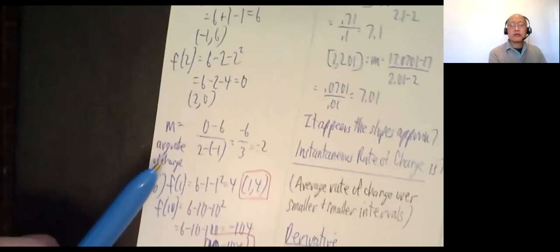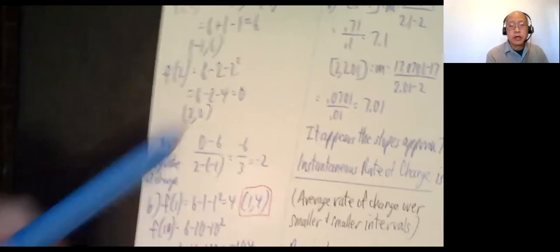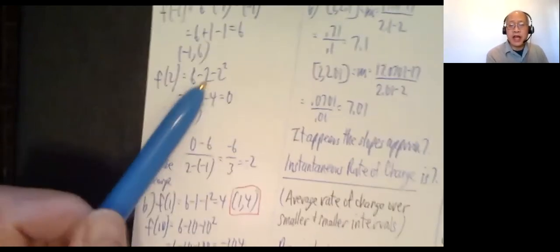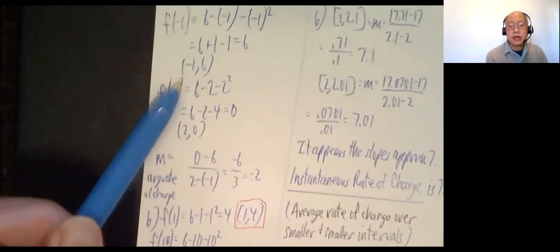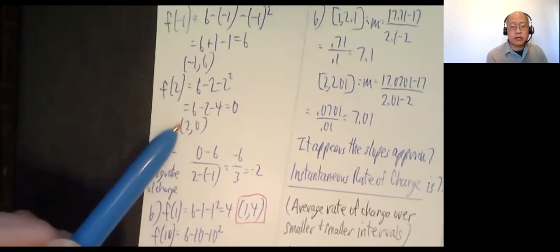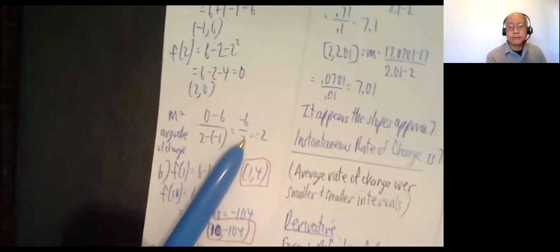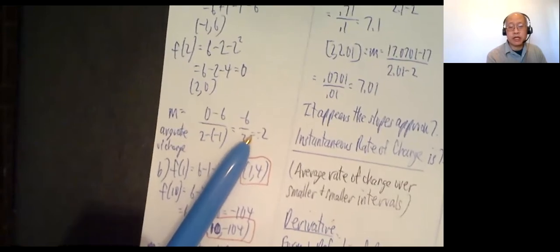Okay, the average rate of change, so digging a little deeper, this function dropped from 6 to 0. So a net change of negative 6 in 3 units, from negative 1 to 2 is 3. So I dropped 6 in 3 units. That's a net of negative 2 per unit, right? Change in y divided by change in x.